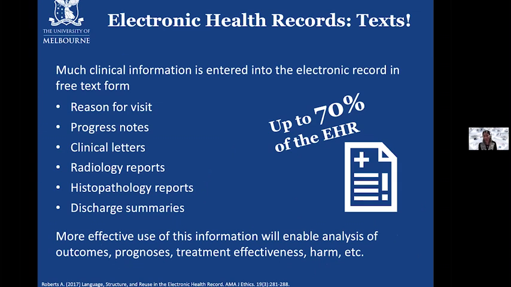So radiology reports describing, for instance, observations of an MRI scan. Histopathology reports, again, summarizing, maybe cellular level analysis of a specimen. Discharge summaries, which attempt to summarize the episode or admission of a particular patient at a particular moment in time. And it's estimated that this unstructured data represents about 70% of the information that's actually captured in the electronic health record.